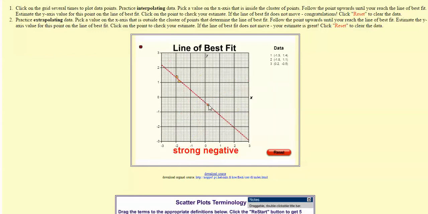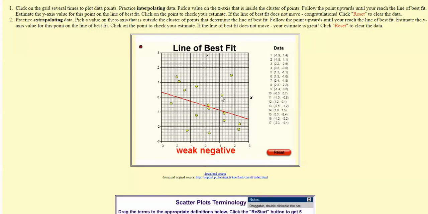If the dots closely follow a line going down from left to right, then it's a strong negative correlation. But if I add in more dots that are further away from the line, it becomes a weaker negative. So now it's become a weak negative because now there's a lot of dots that don't follow the line very closely.